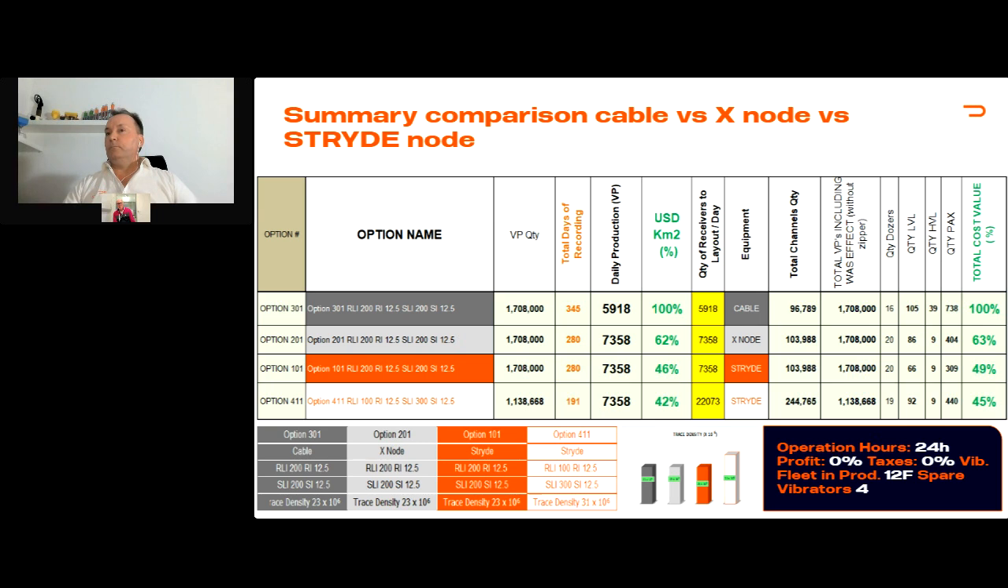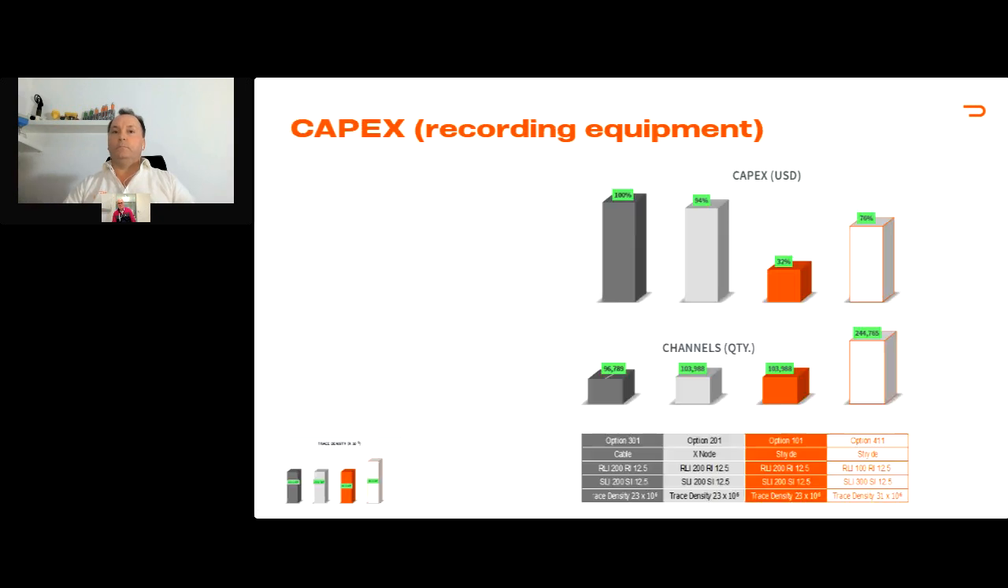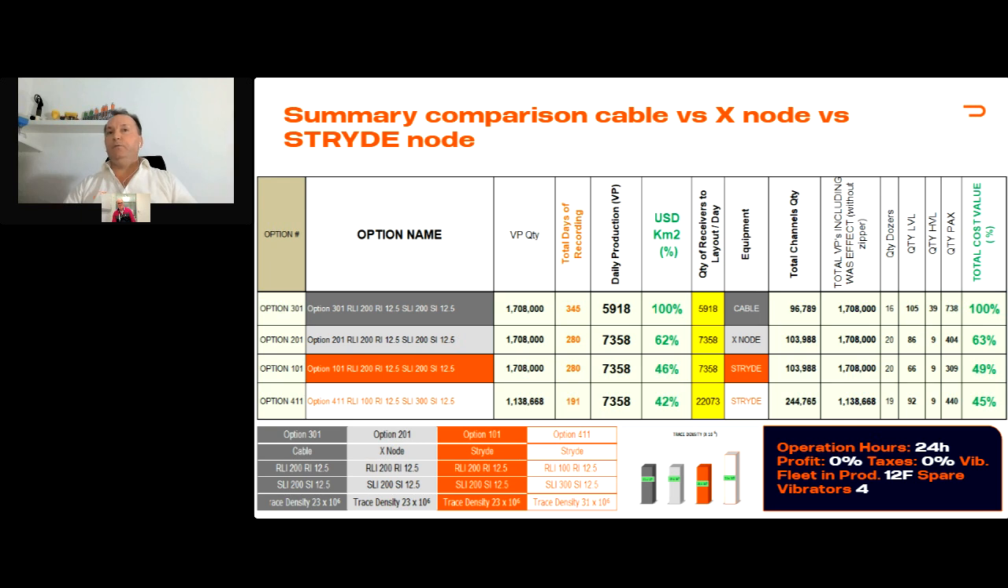Yes? It's important to point out here that we are expecting that the contractor owns or leases both things in the same conditions. Yes, it's a scenario where the seismic company owns the equipment. It's a capitalization of expenditure. That's correct. Yes. And I forgot to indicate that those values are excluding taxes or profit on a 24-hour basis.